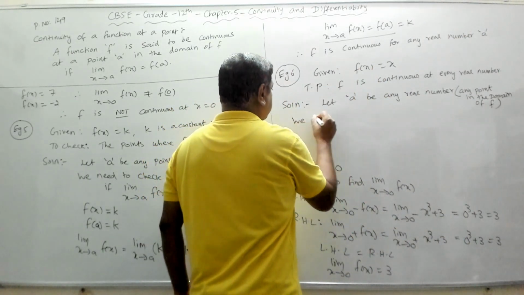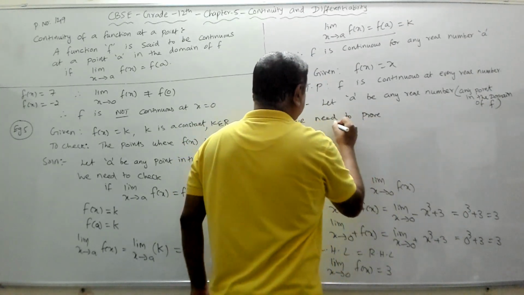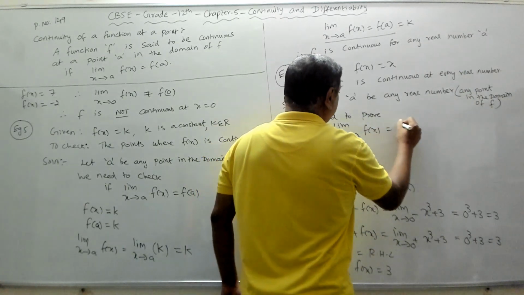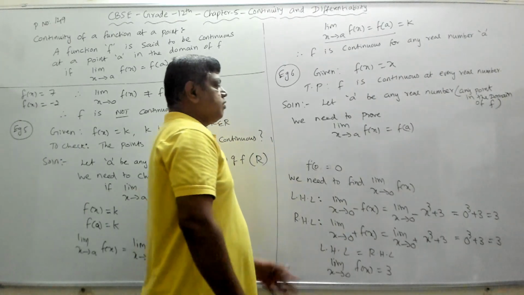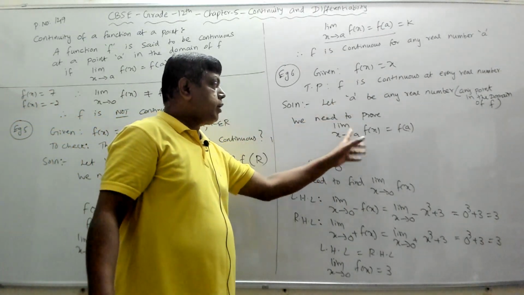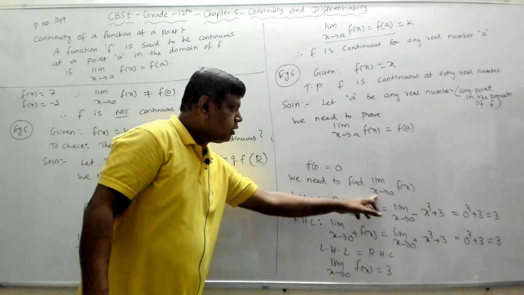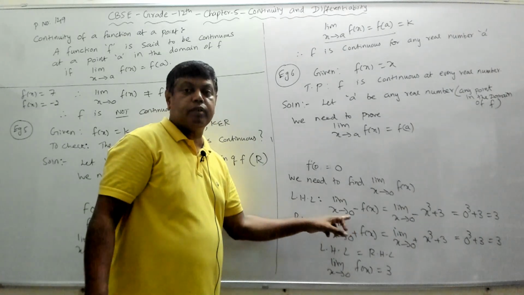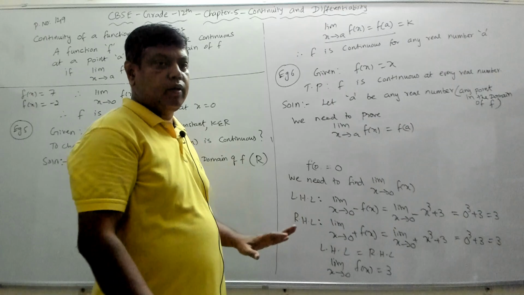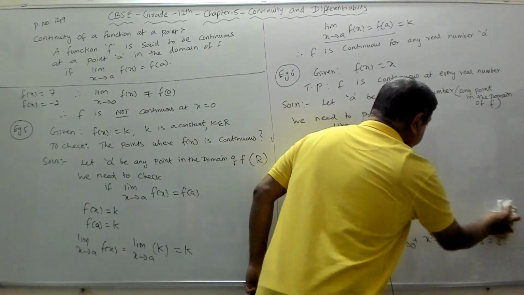Now we need to prove that the limit as x goes to a of f of x equals f of a. We are taking any general point, not a particular point. That's why I am putting x equal to a only, not like where we had x equal to 0, a particular value, because there we were checking at the point x equal to 0. Here we are checking for a general point. We are trying to prove it for all points.